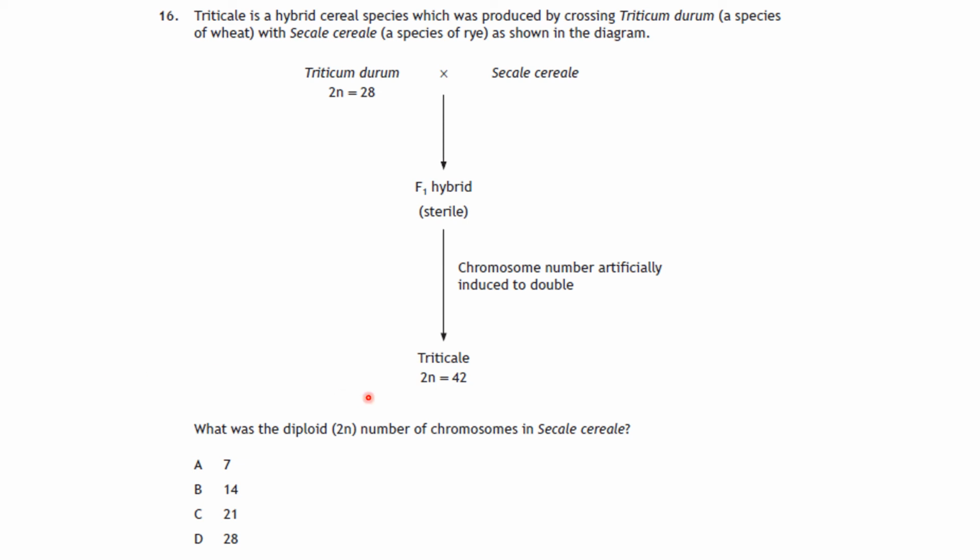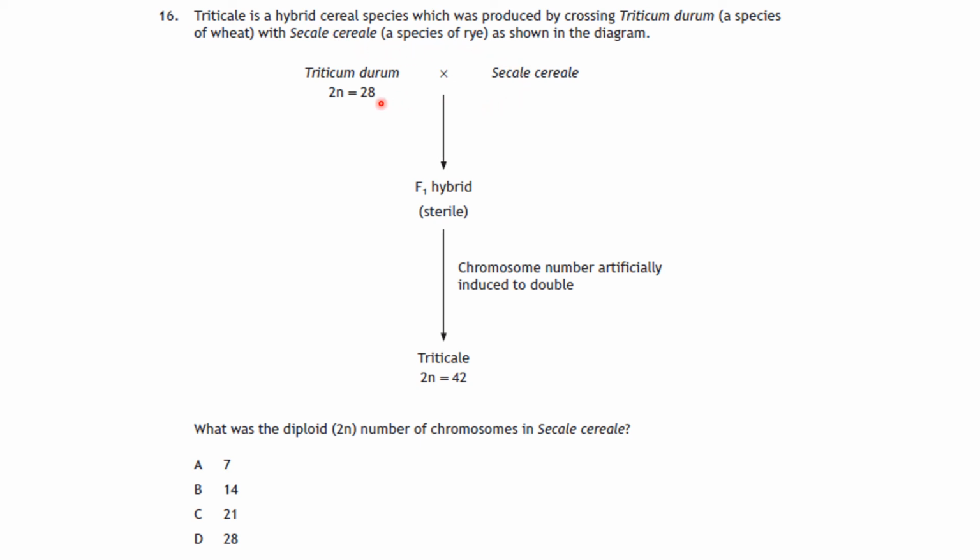I put this in as well because this can occasionally come up as an exam question and can cause a wee bit of confusion. So just to talk you through it. Triticale, I don't know if that's how you say that, but anyway, it's a hybrid cereal species which was produced by crossing Triticum durum, a species of wheat, with Secale cereale, a species of rye, as shown in the diagram.